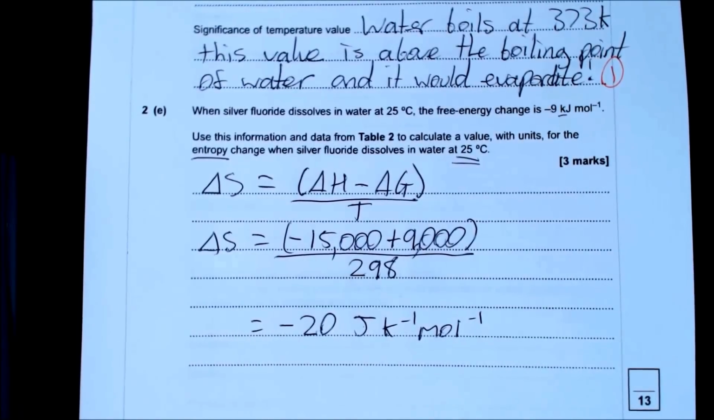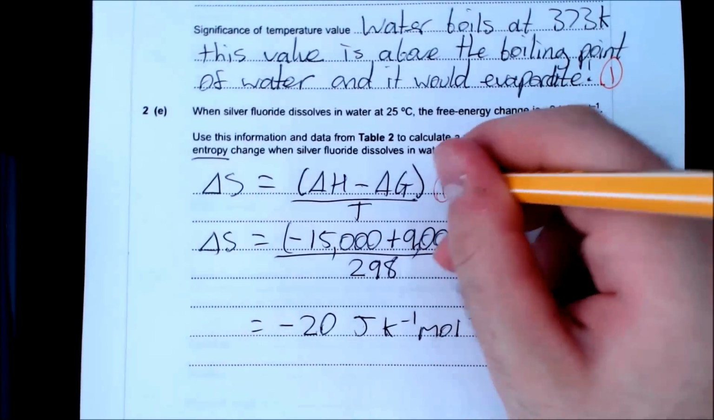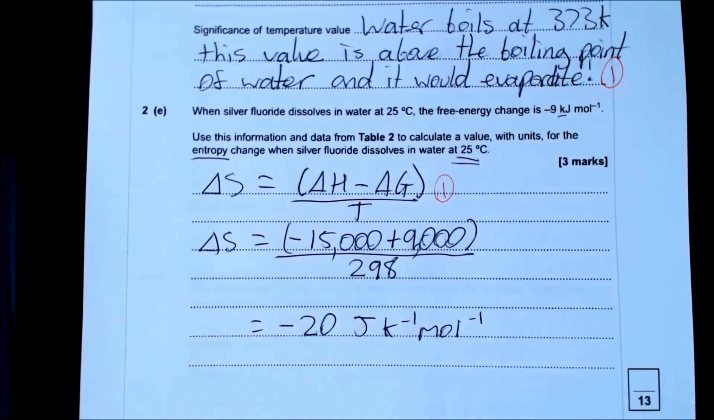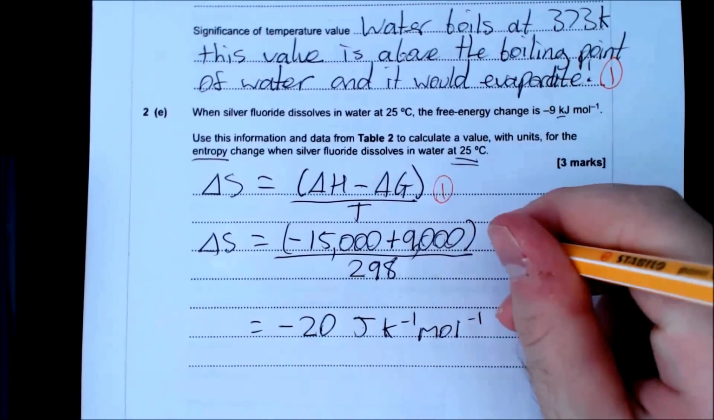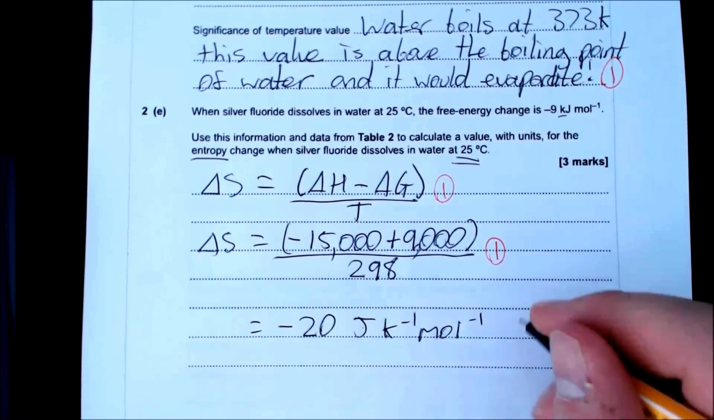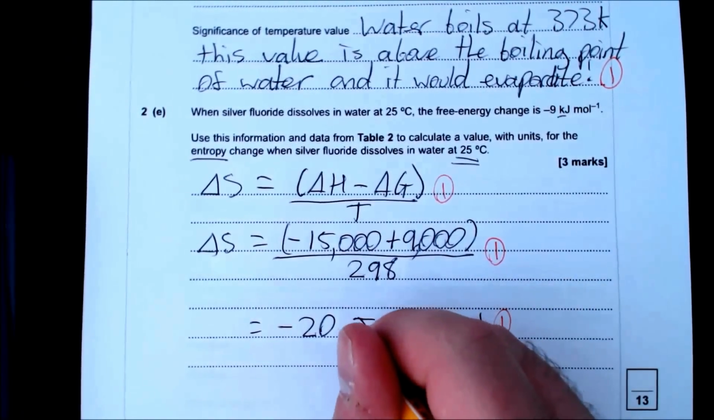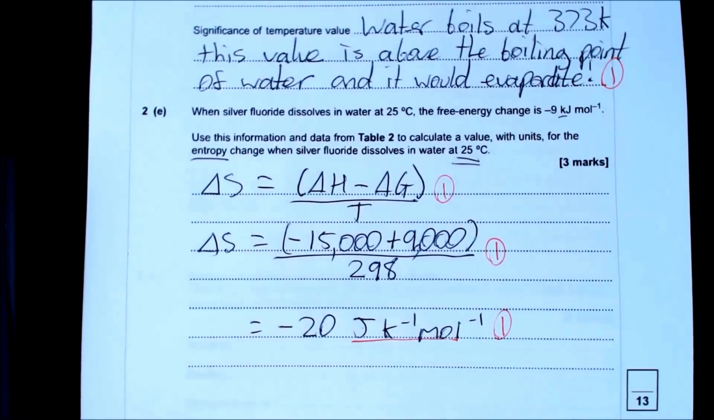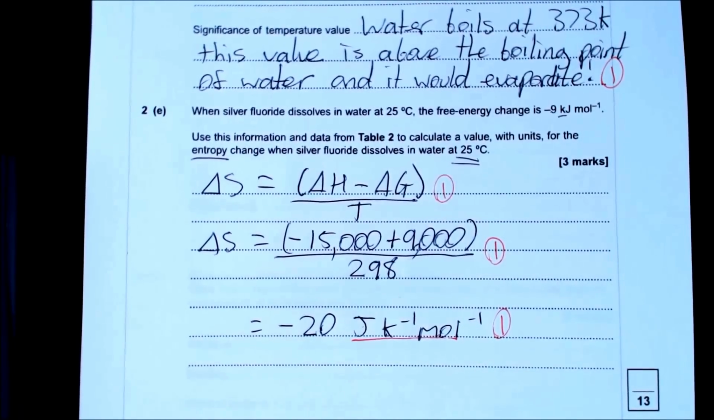So this is a 3-mark question. You get 1 mark for showing your rearranged equation, so they're really important. You get 1 mark for substituting the numbers in there, making sure they're in the right form. And obviously you get 1 mark for your answer with units as well. If you don't have units, you lose that mark.